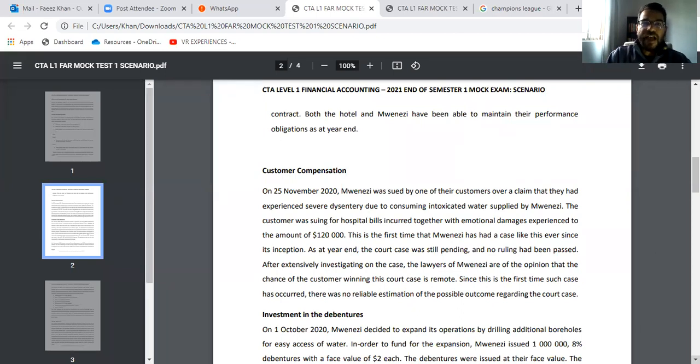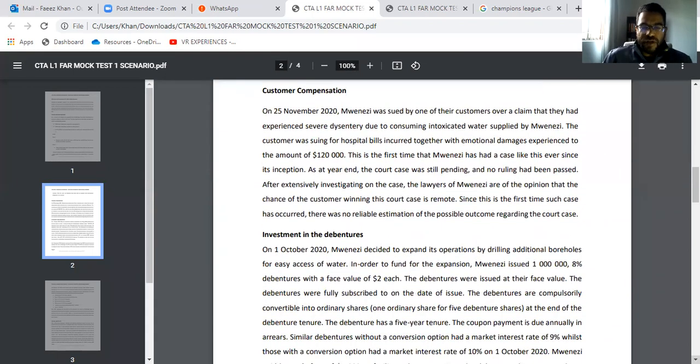Either over a period of time or at a point in time. If you read IFRS 15 carefully, you will understand that IFRS 15 says you must first test whether it is over a period of time. If it does not meet any of the criteria for over a period of time, then it must be at a point in time. Okay, so let's have a look. Let's read on.